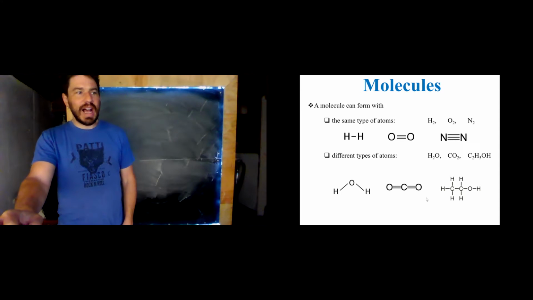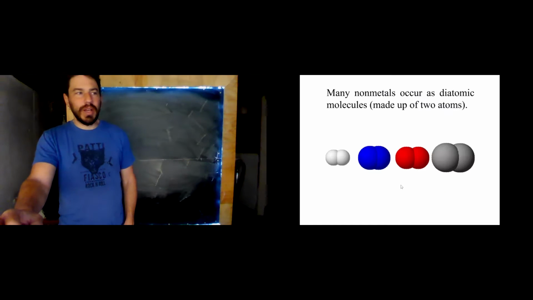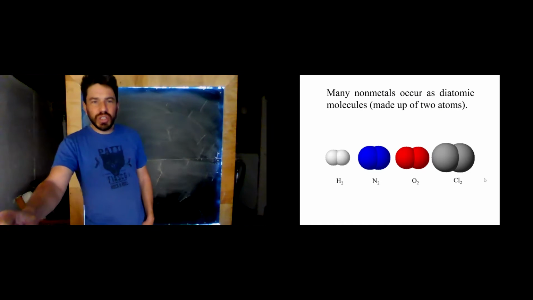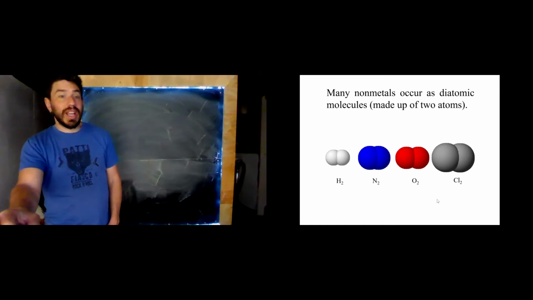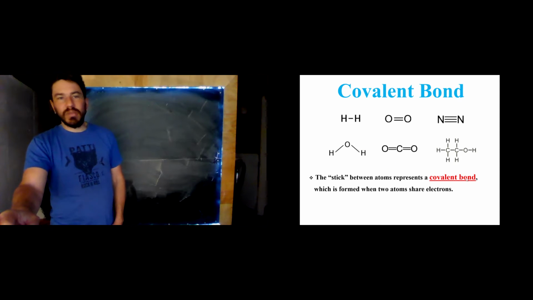More complicated molecules exist too. This guy's water, this guy's carbon dioxide, this guy's alcohol right here. And so notice, oxygen, carbon, hydrogen, we can make all different kinds of things with oxygen, carbon, and hydrogen. Again, these are elemental molecules, and these are molecular compounds. Here's another visualization of the hydrogen, nitrogen, oxygen, and chlorine molecules. These are all called diatomic molecules, recall. So diatomic molecules are formed of two atoms of the same type. So again, this stick represents a covalent bond, which is when two atoms share electrons.